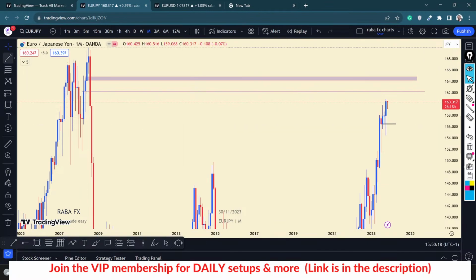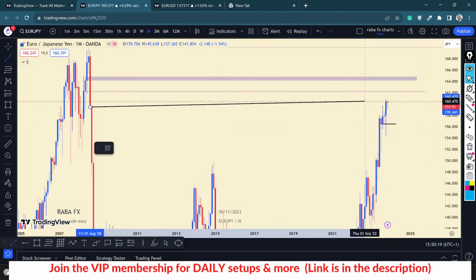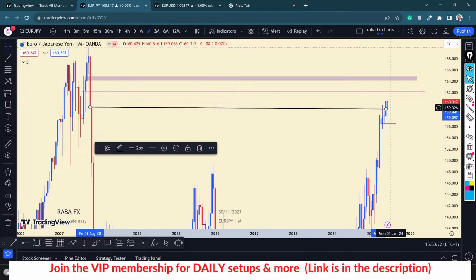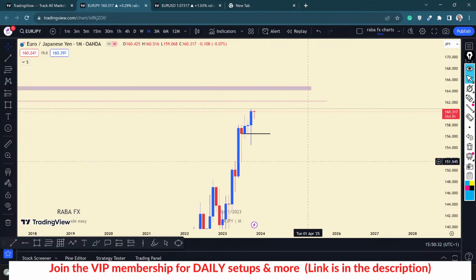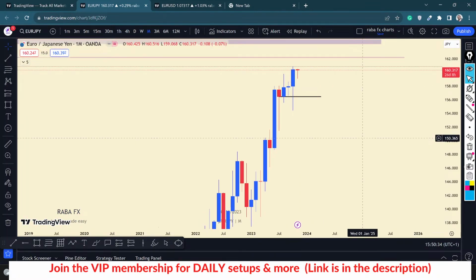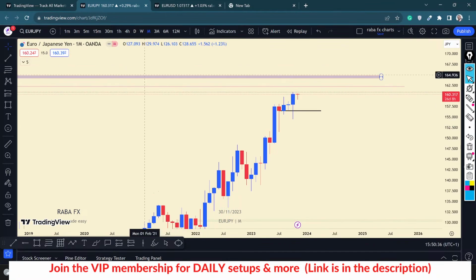All right. We close above this. So these are simply bullish signs, and we have these levels to push into on the monthly time frame. All right, as you all know, we don't take our entry on the monthly, right? We simply use the monthly to gauge the direction.